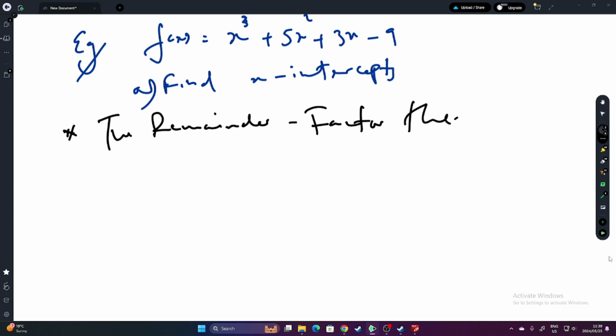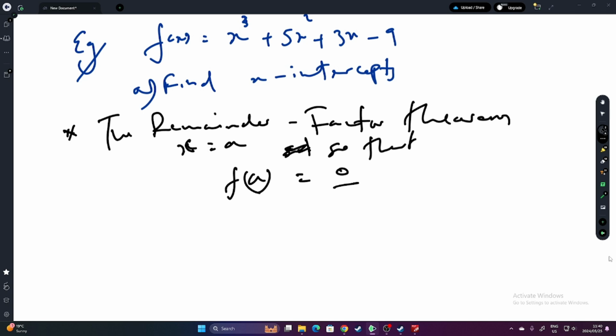Now, what is the remainder factor theorem? So the remainder factor theorem, to put it in simple terms, we need to find a value for x, some value, x equal to a, some number, so that f of a will be equal to 0. So we need to just find some number a that when we substitute it into this equation for x, it will give us an answer of 0, the total being 0.